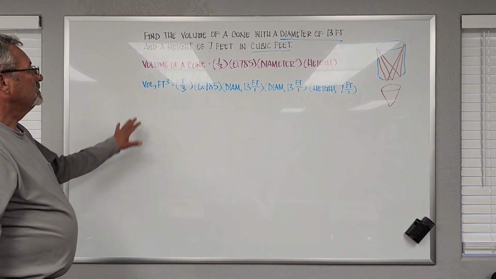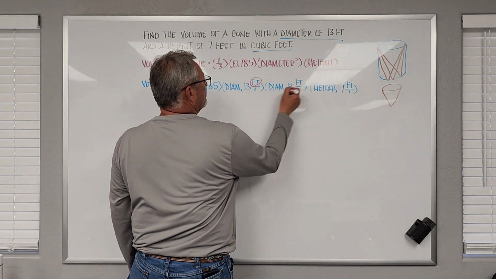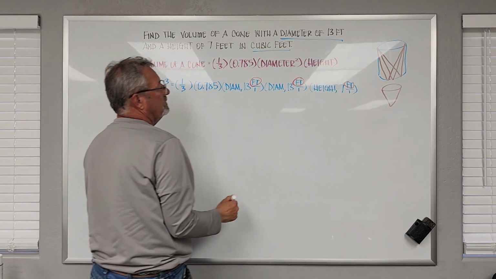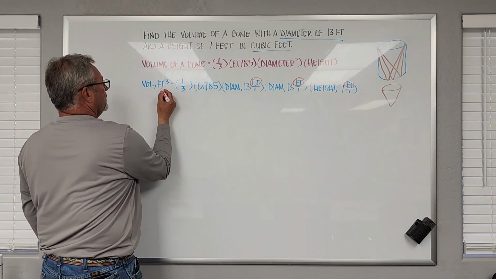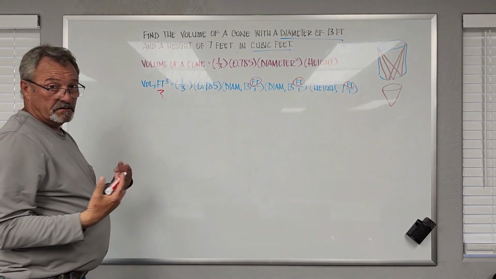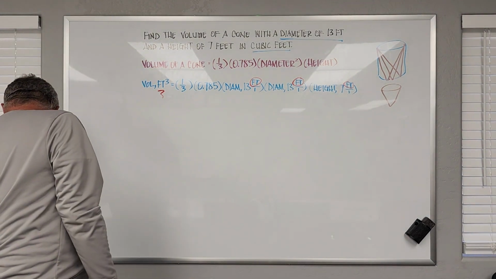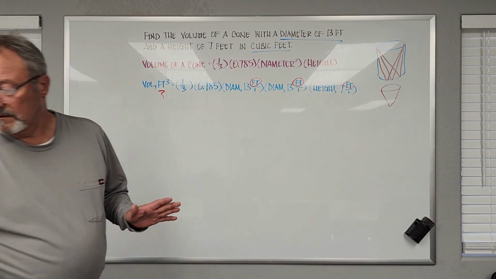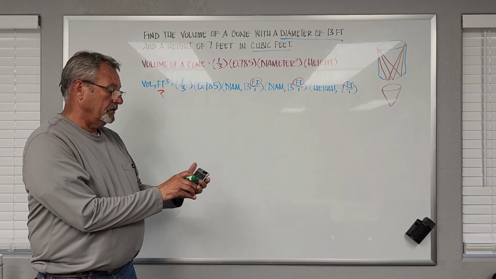Okay, so let's check our units of measure here. I have foot, foot, foot. All three are above the division line. That means when I multiply them together, foot times foot times foot, I'm gonna get cubic feet, which is the unit of measure that we're trying to solve. So, this is very simple. You just follow the instructions here. They're all laid out for you.